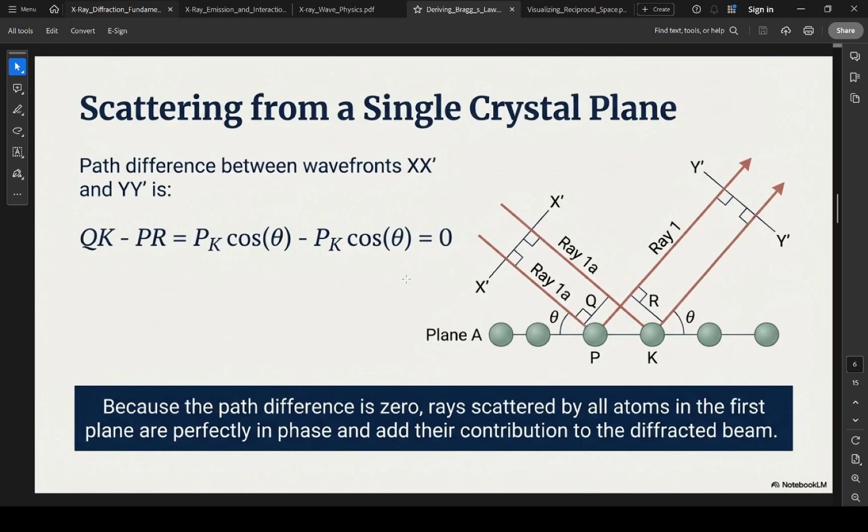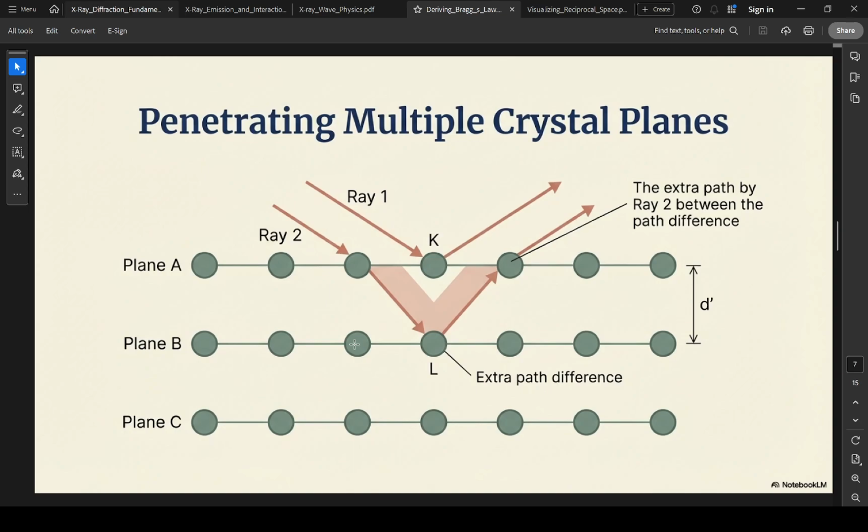So you have two rays that hit your sample and then emit, and if the path difference is zero, they are perfectly in phase and add constructively. So they give out the maximum intensity. And what happens is one ray can emit from plane A, another can emit from plane B, and that plane B gives us an extra path length, and the distance between planes is given as d dash.